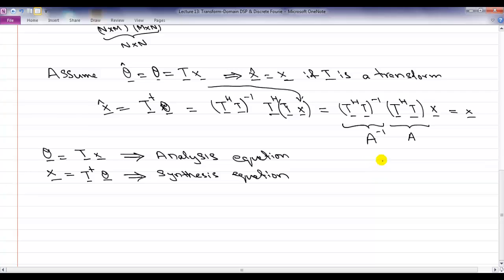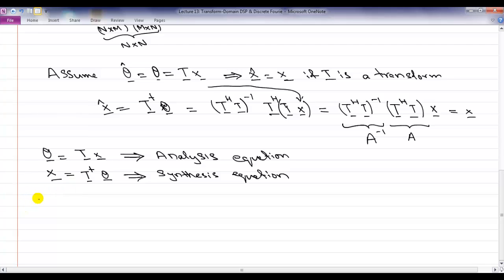Now, we won't go into too much detail, but a good transform is also one which has a small condition number. A condition number means you are trying to basically take the inverse of T Hermitian T. If T does not have a good condition number, then when you try to take that inverse inside a computer, this thing can have huge numerical errors. So we won't spend too much time or say much further than that.